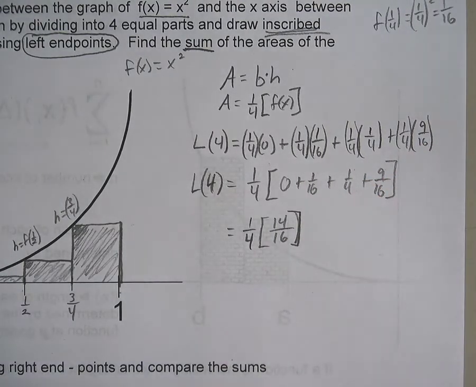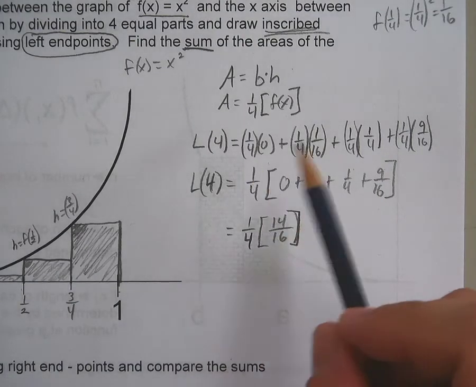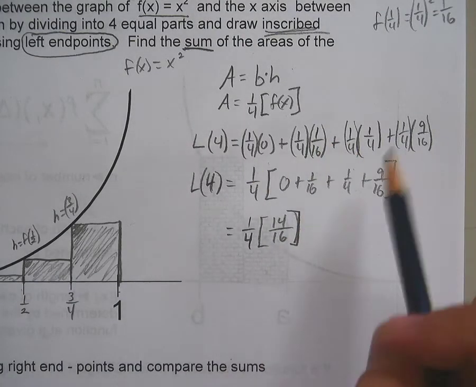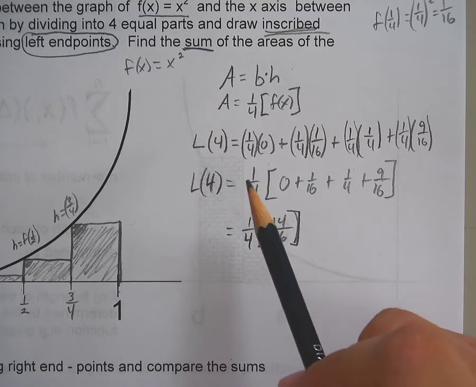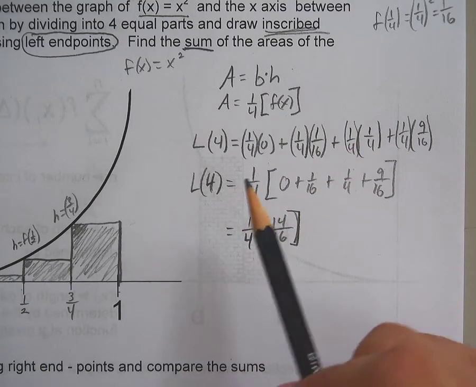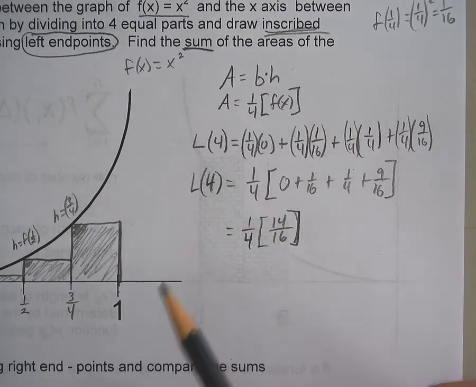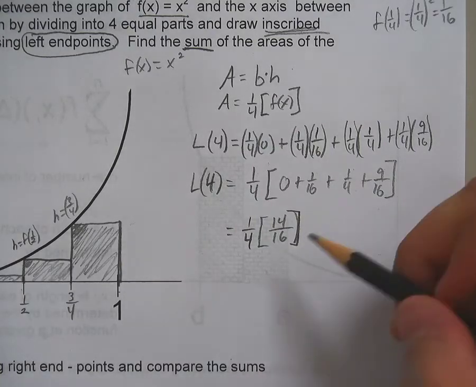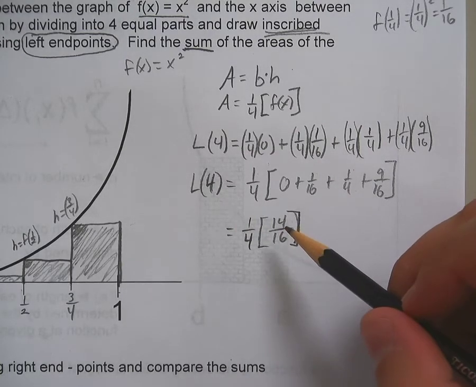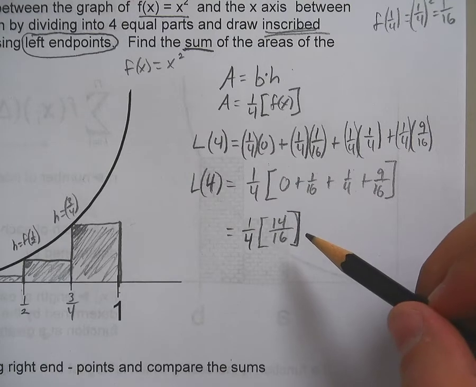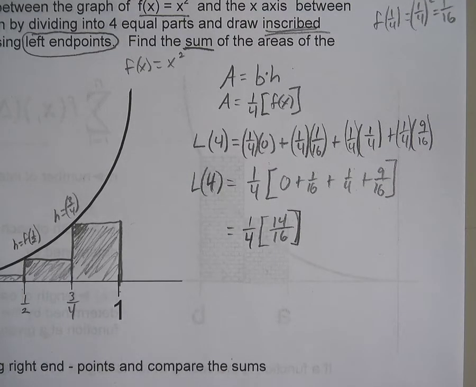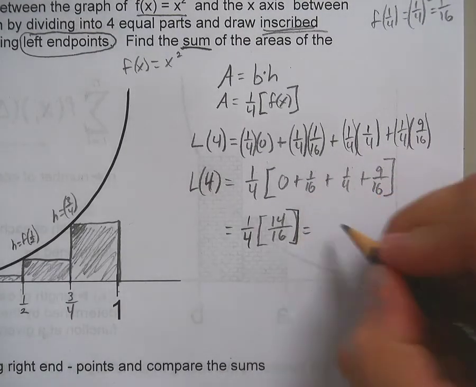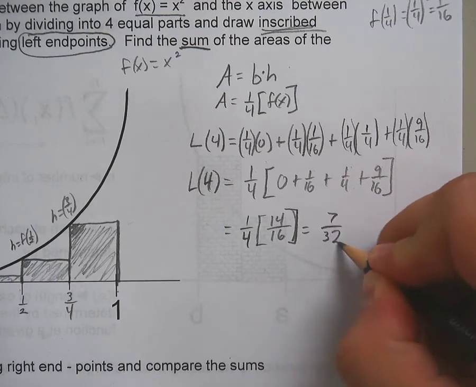Alright, so again, all I'm doing here is taking base times height, base times height, base times height, base times height, but they all have in common that 1/4, their base. So if you just pull that out, all you got to do is add all the heights together. Boom, there you go. 1/4 times 14/16, so this will be, what would that be, 14/64, 7/32? Divide each of those by 2.